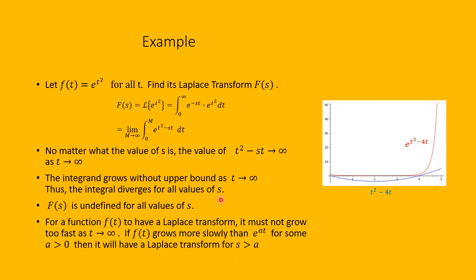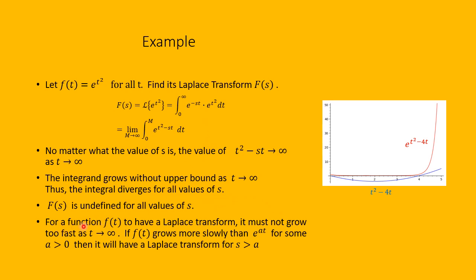So the integrand grows without upper bound as t goes to infinity, and so it's easy to see that this integral diverges for all values of s. In other words, the Laplace transform capital F of s is undefined for all values of s. Well, why did this happen? And what kind of functions do we think might have Laplace transforms? Well, they can't grow too fast, like e to the t squared.